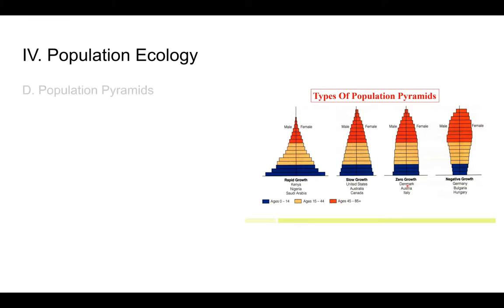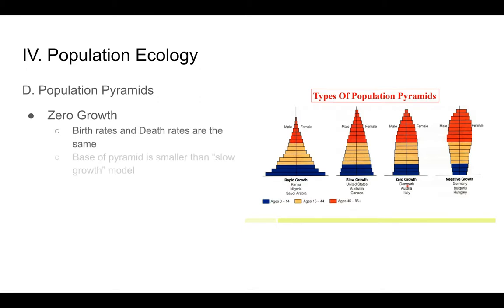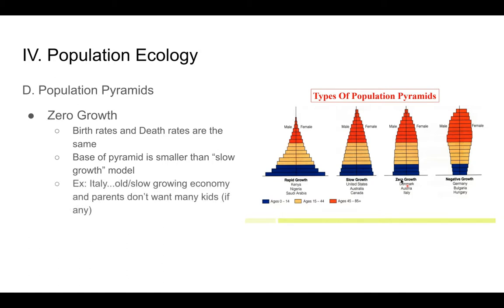If we move to the third diagram, this is a 0 growth population. So when birth rates and death rates are relatively the same. So the base of the pyramid, it looks really similar to slow growth, but the base of the pyramid is smaller than slow growth. There are a couple of countries that are experiencing 0 population growth. Italy is one of those. There's lots of reasons. And so I'll just speak to some of the things that are going on in Italy right now. There's lots of reasons that a country could be experiencing 0 population growth.